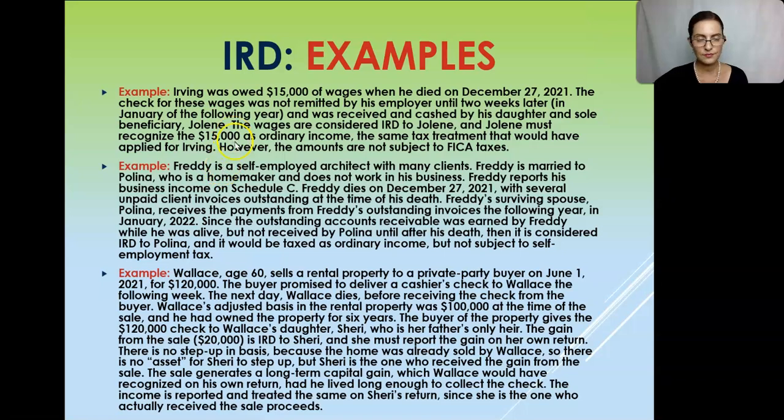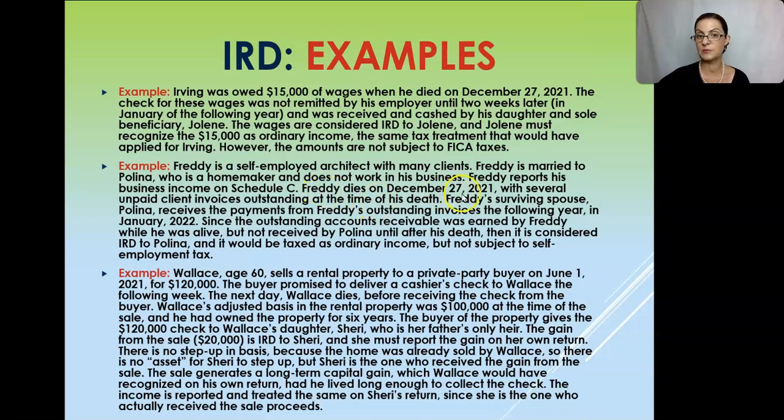Example number 2. Freddie is a self-employed architect with many clients. Freddie is married to Paulina, who is a homemaker and does not work in his business. So this is not a partnership. It's not a husband and wife business. He's the self-employed person in this scenario. He's an architect and he's self-employed, and Freddie reports his business income on Schedule C.